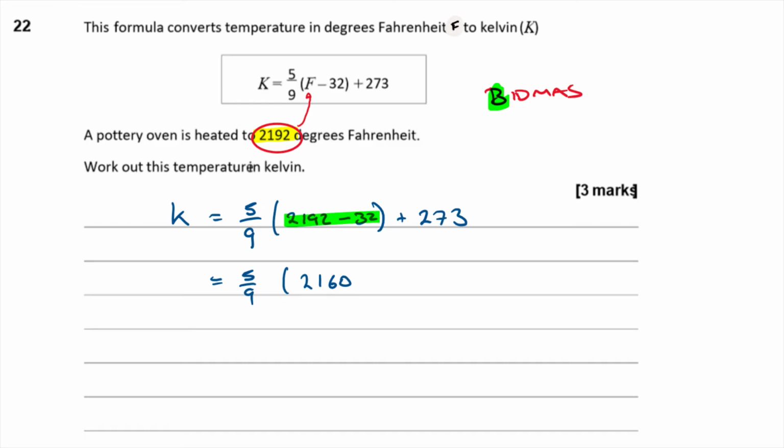2160 plus 273. Okay, so I've done all my brackets.